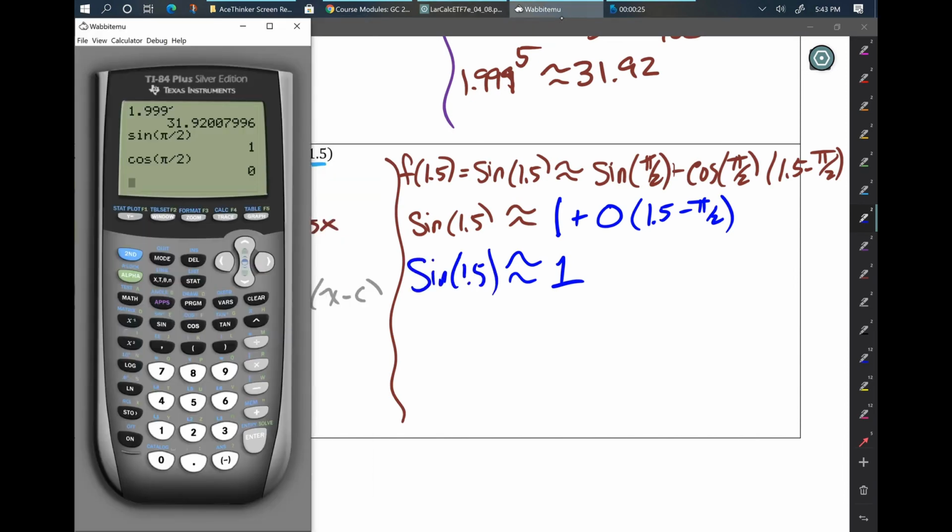So let's see what the good old people at TI think. Sine 1.5, 0.997, we got 1. We're off by, what, 3/10 thousandths? I can live with that.